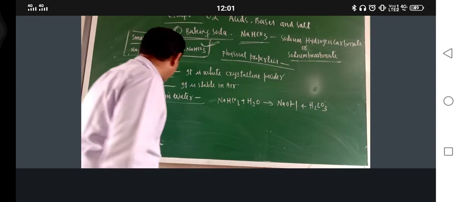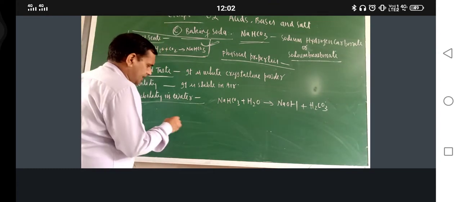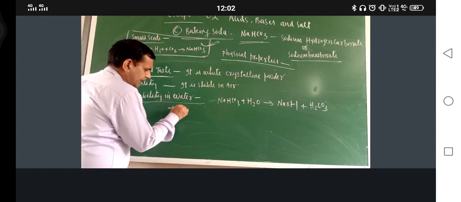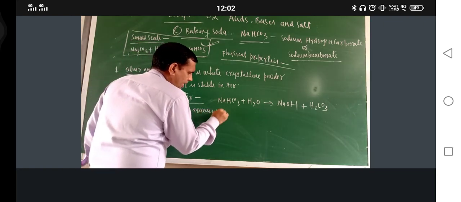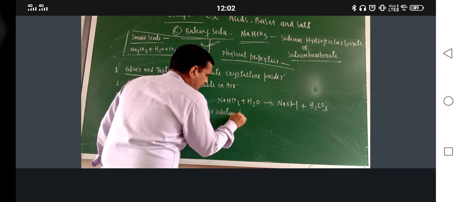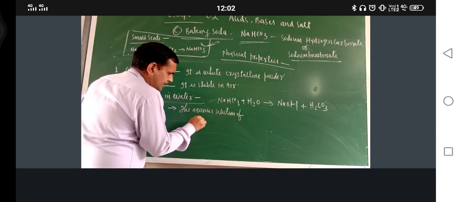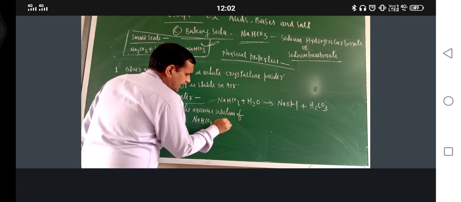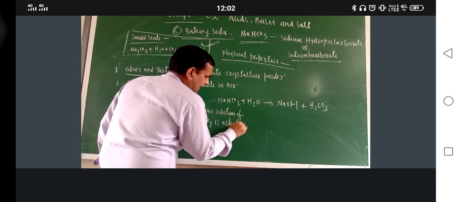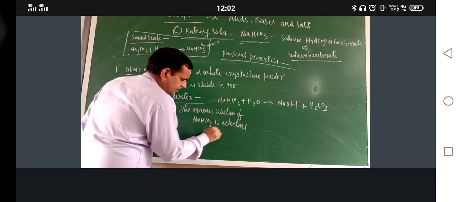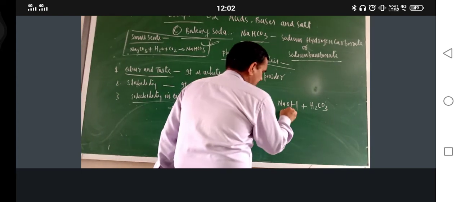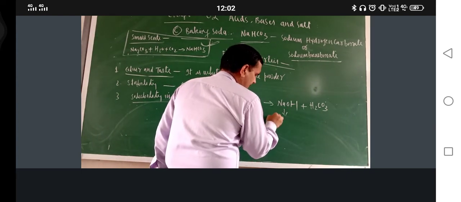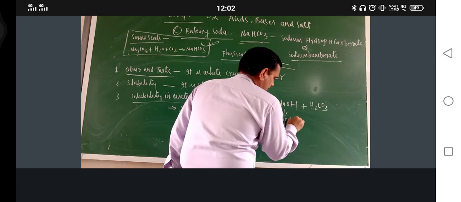Okay, and now just see. Here just write down the note. The aqueous solution of NaHCO3 is alkaline in nature. Why alkaline in nature? When sodium hydrogen carbonate reacts with water, it forms a strong base. What is this one? Strong base.